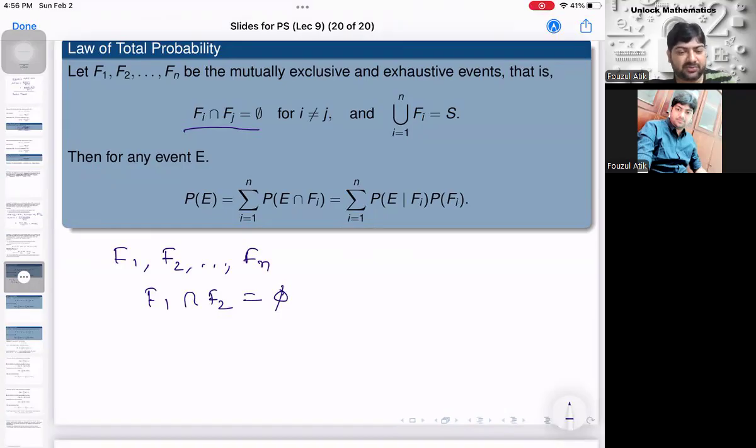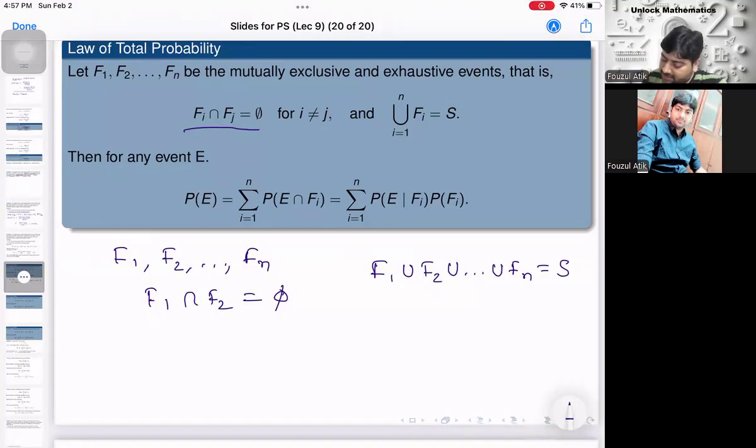Each of them pairwise, if you take their intersection, they are disjoint. That is what you call mutually exclusive. And they are exhaustive also. What do you mean by exhaustive? If you take the union of all of them together, it gives you the whole sample space S. If you have such a case, you call them mutually exhaustive.